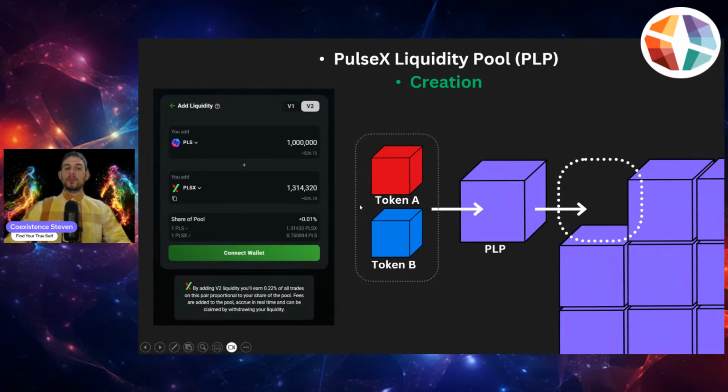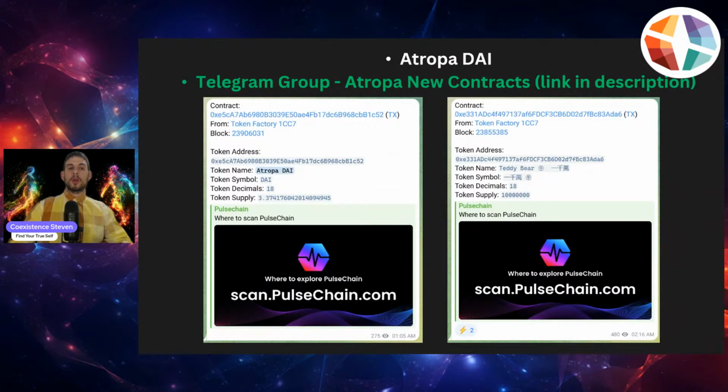When you put the tokens together, the PLP will get minted to your wallet address, and that will represent your holding. The reason I show that is because it is important to understand what Atropa DAI is. If you haven't, I definitely recommend that you should be in the Telegram group, Atropa New Contracts. The link for that is in the description.